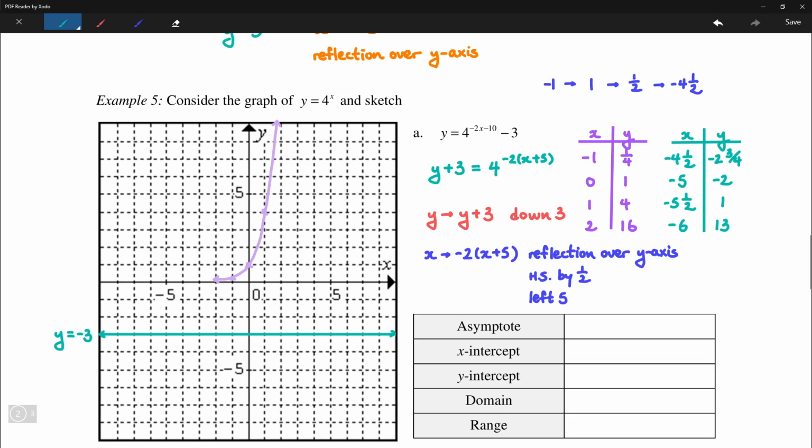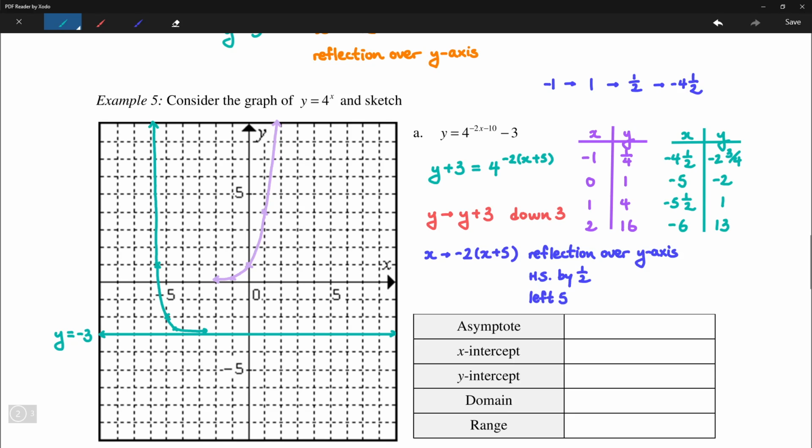Go ahead and plot the points in. So -5, -2, for example. -5.5 and +1. So up here. And then -4.5, -2 3/4. So it'll be down here. Unfortunately, the point -6, 13 doesn't fit on this graph, but that's okay. We can still use these 3 points to draw a very good sketch of the function. So it'll probably look something like this. And there we have it.